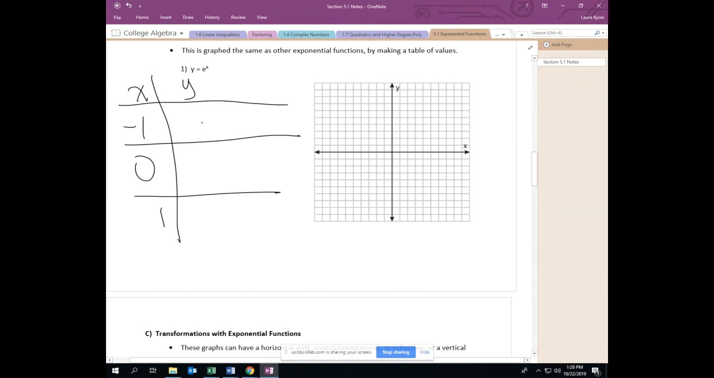The decimal I get is 0.3679, if we round to 4 decimal places. 0.3679. e to the 0 power is 1. It's not an approximation, it is exactly 1. And then we do e to the first power, and that's just going to give us the number representation of e. It's still irrational, so we're going to round it, and I'm looking at 2.718.